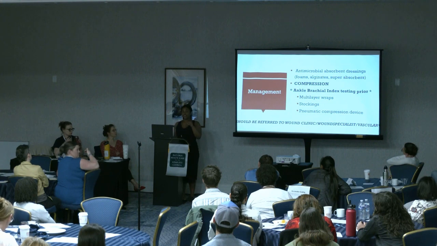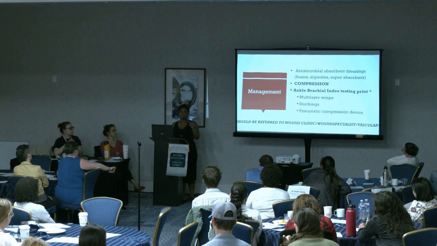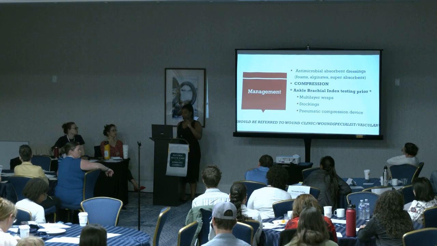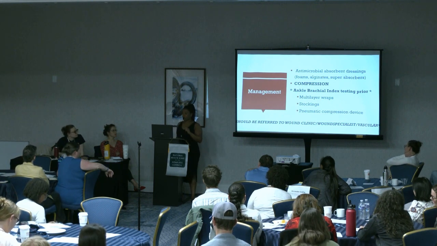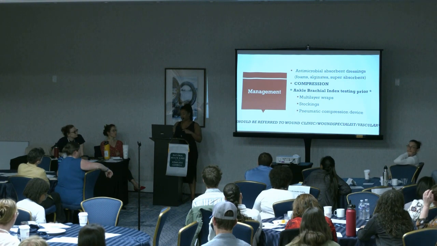They do have compression that can be used for people who do have arterial disease as long as it's not severe. So I think an ABI that's 0.5 and up, you can use them. But you need to pay attention to that. Or pneumatic compression. They should be referred to the wound clinic, wound specialist, vascular, because these are so challenging.